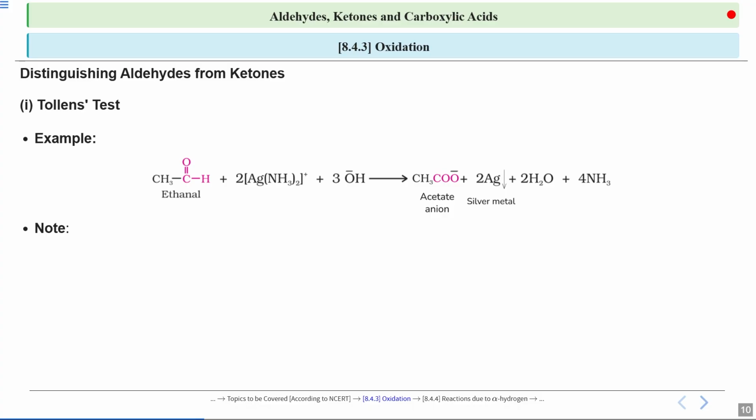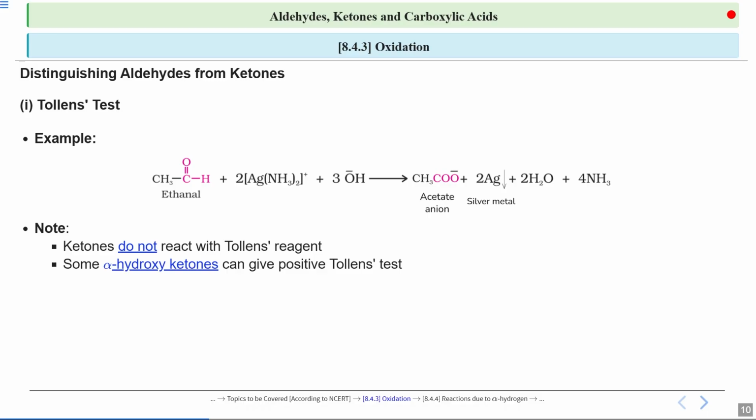Now, there is one important note that you must remember. Ketones do not react with Tollens reagent. This is a key distinction between aldehydes and ketones. If an aldehyde is present in the compound, it will give you a positive Tollens test, and ketones do not react with Tollens reagent. But this is interesting: some alpha hydroxy ketones give a positive Tollens test. I told you that ketones do not give a positive Tollens test, but alpha hydroxy ketones can give a positive Tollens test. So you need to remember it.